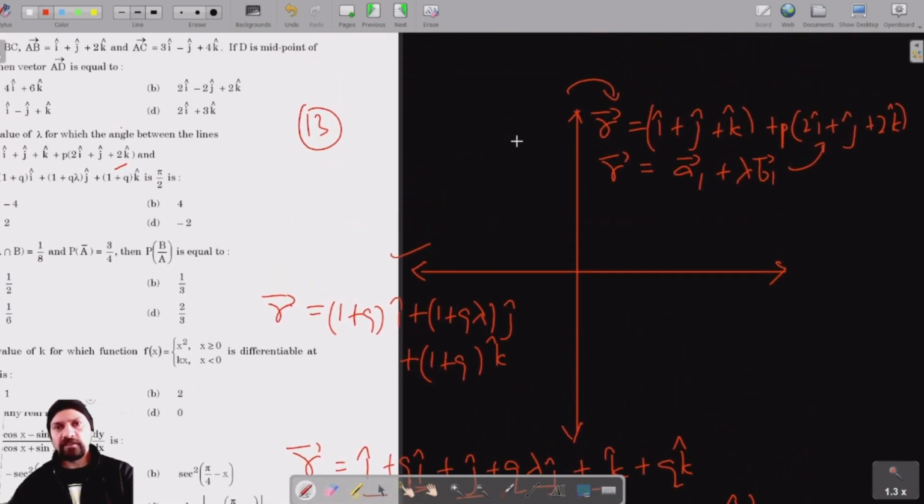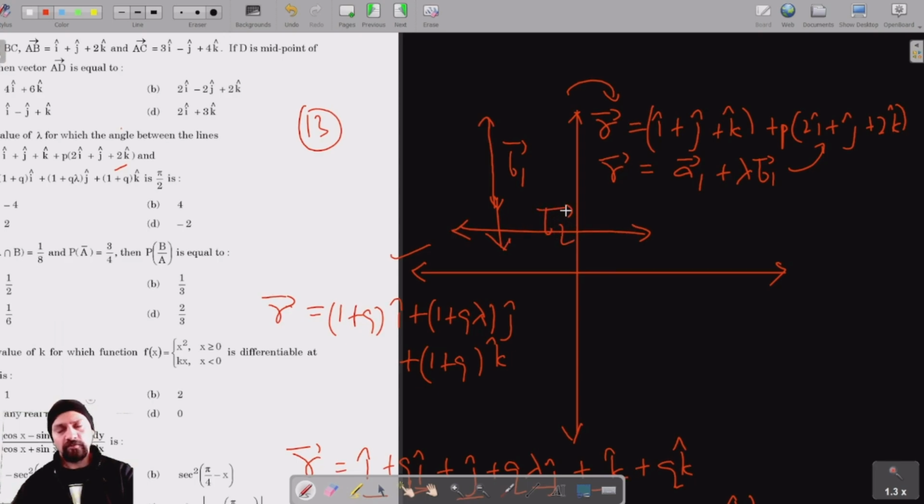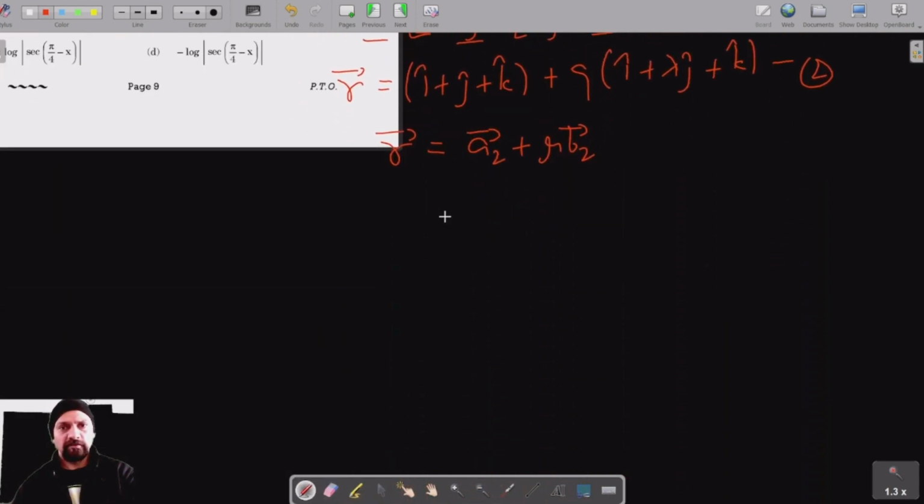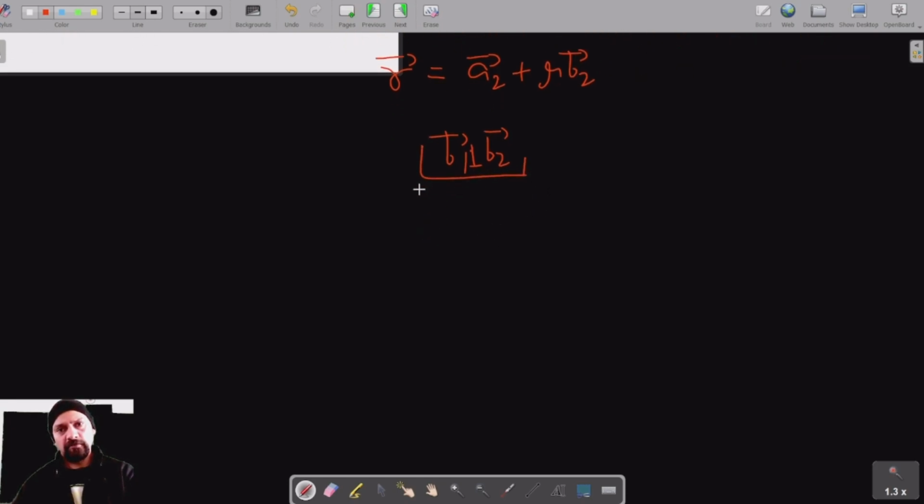So this line is parallel to, let's say, this vector b1, and this line is parallel to another vector, let's say b2. So if these two lines are perpendicular, that means the vectors parallel to these two lines are perpendicular. So b1 is perpendicular to b2, which gives us that the dot product should be equal to 0.